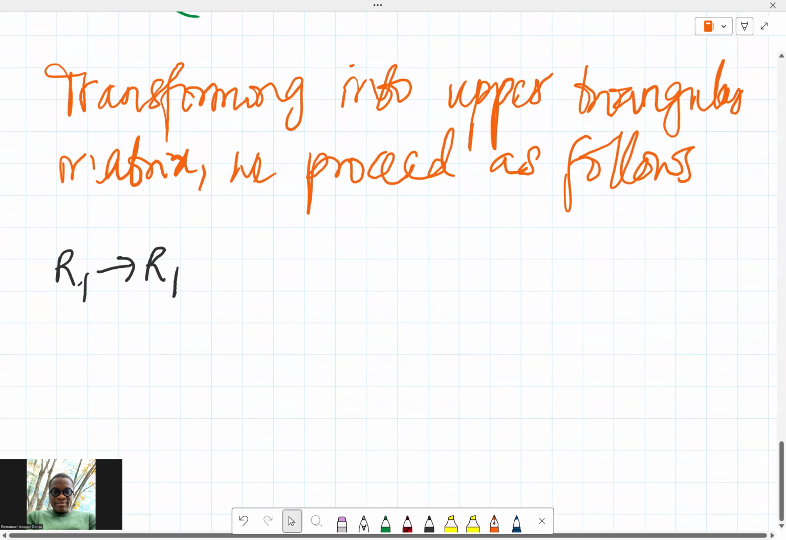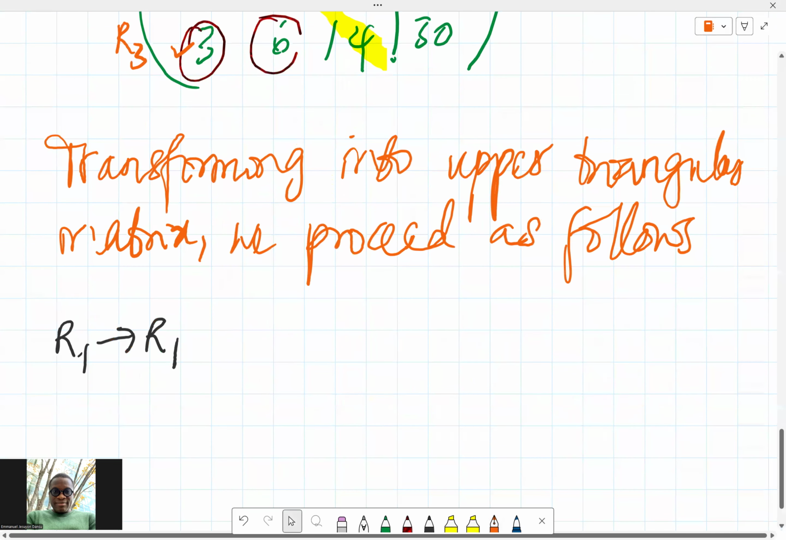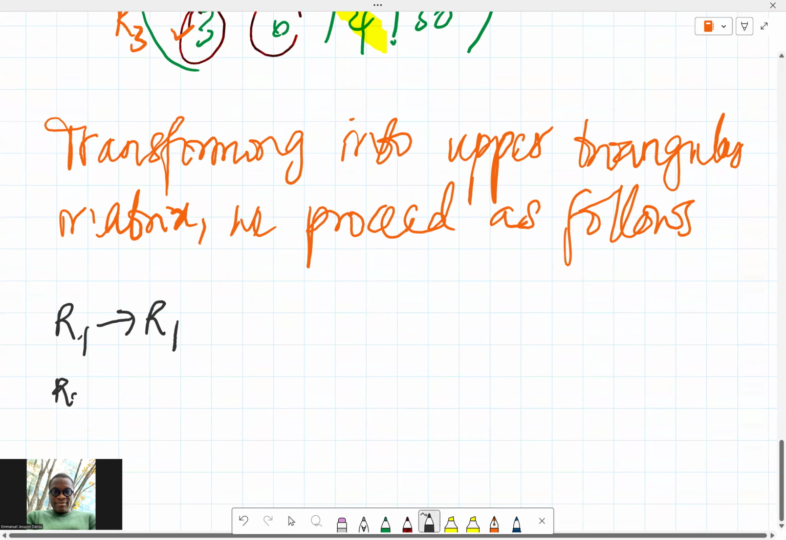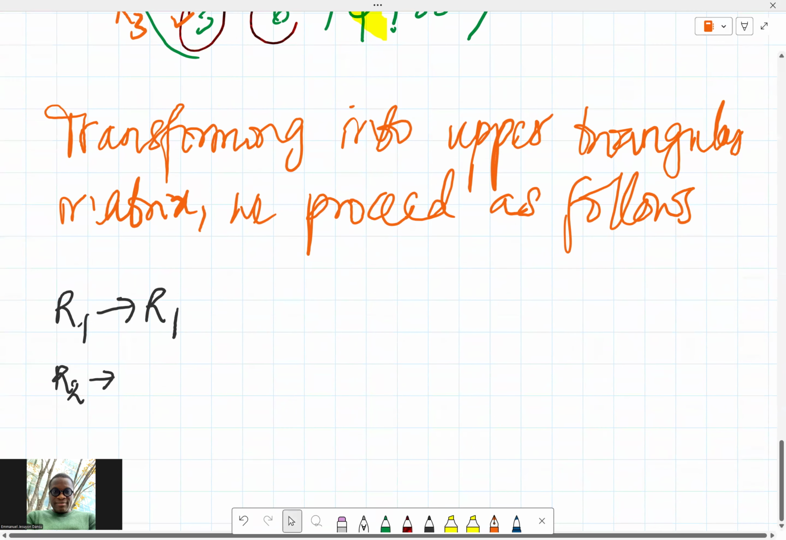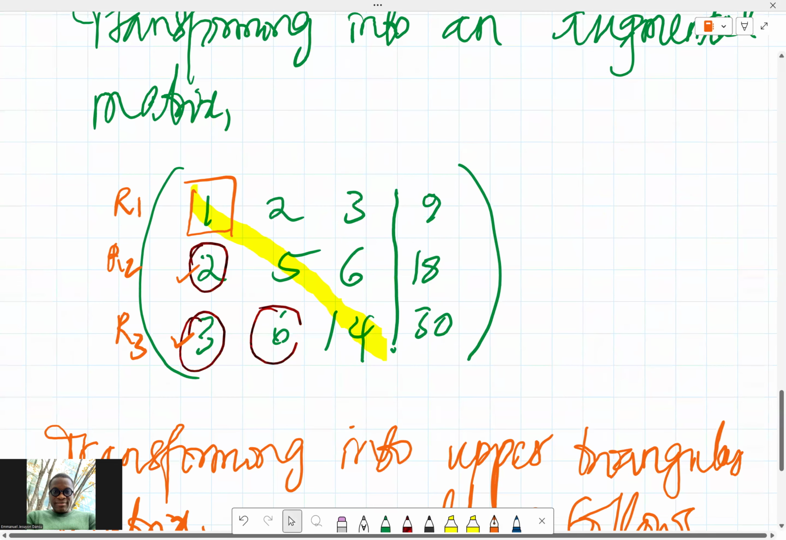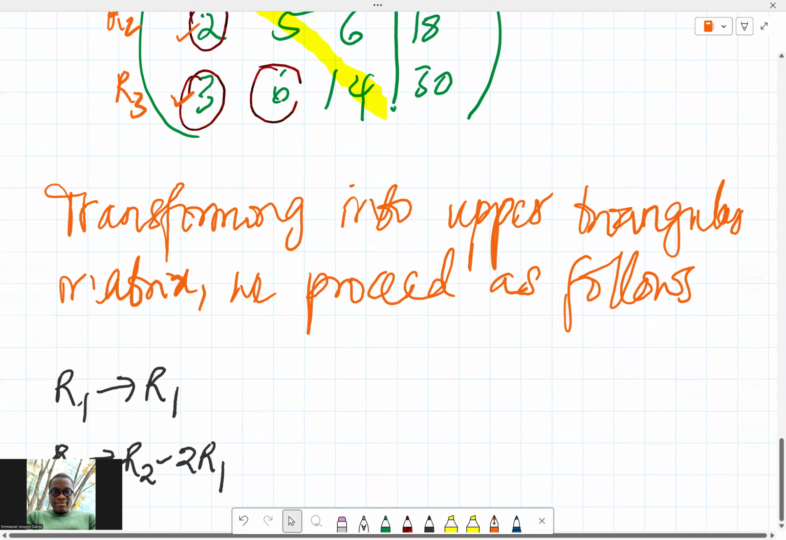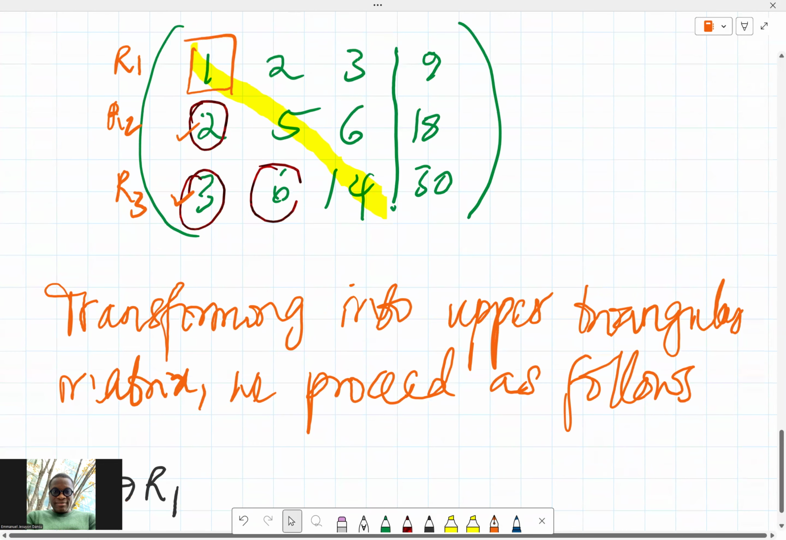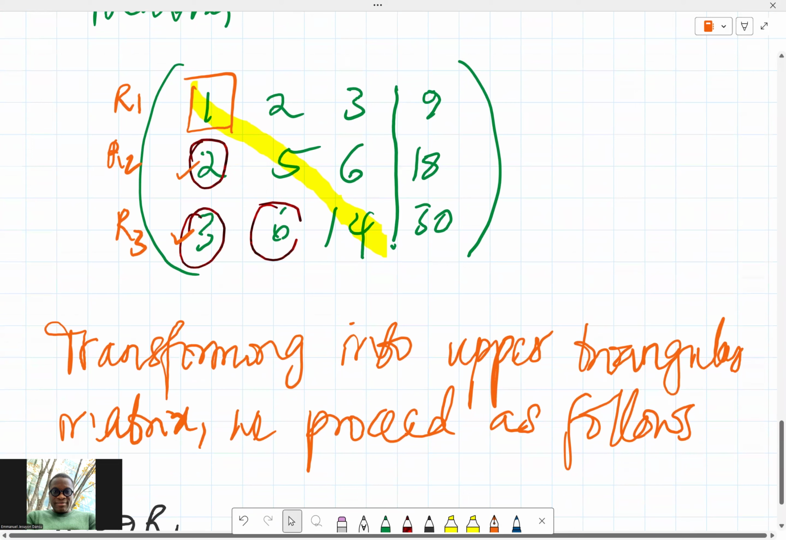And then row two is going to become zero. The only way that can happen is that the new row two is going to be the old row two minus 2 times the old row one, because if this has to be zero, the old 2 minus 2 is zero. So we'll go according to that order, and then we can get what we need.